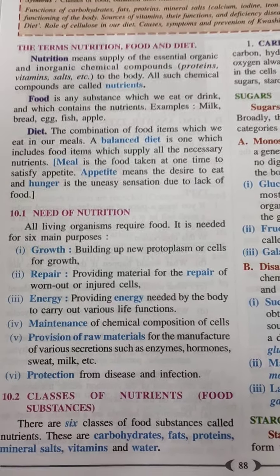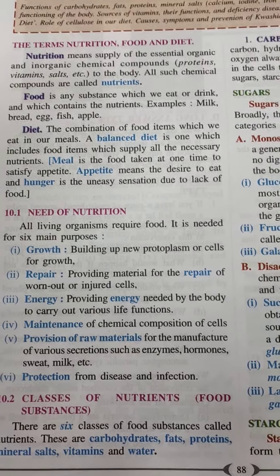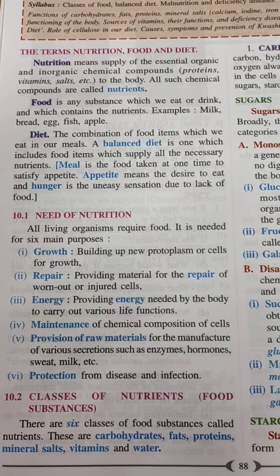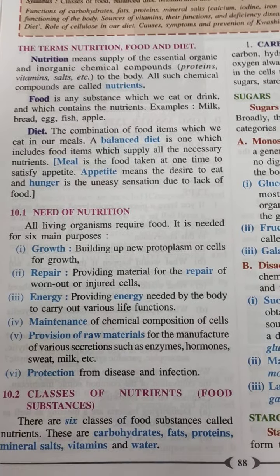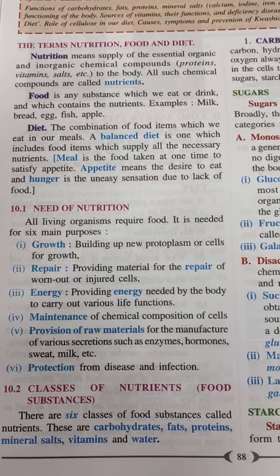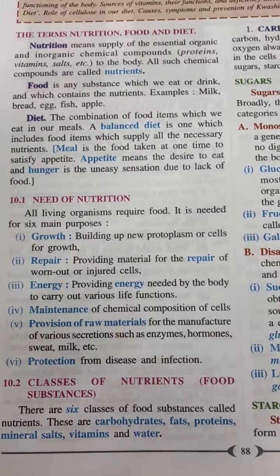It is one which includes food items which supply all the necessary nutrients. And appetite means the desire to eat. And hunger is the uneasy sensation due to lack of food. Clear? Now, need of nutrition. All living organisms require food. They have 6 purposes for that.